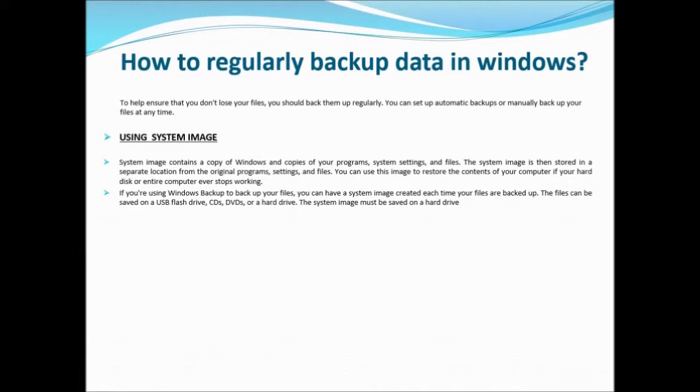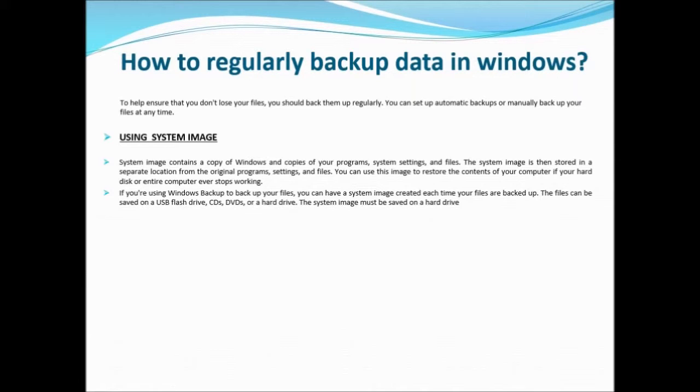Using System Image. System Image contains a copy of Windows and copies of your programs, system settings, and files. The system image is then stored in a separate location from the original program settings and files. You can use this image to restore the contents of your computer if your hard drive or entire computer ever stops working. If you're using Windows Backup to back up your programs, you can have a system image created each time your files are backed up.